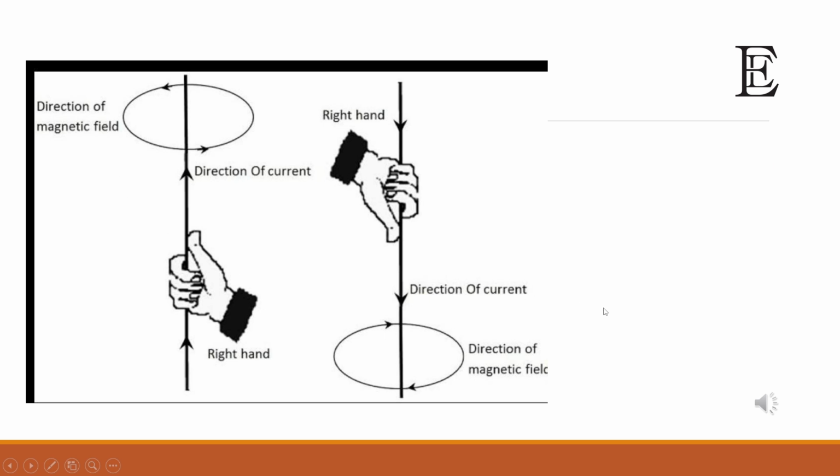Use of Maxwell's screw rule. It is used to determine the direction of the magnetic field around a straight current carrying conductor. It can be used to determine the direction of the electric current in a conductor if the direction of the magnetic field lines associated with the current carrying conductor is known.